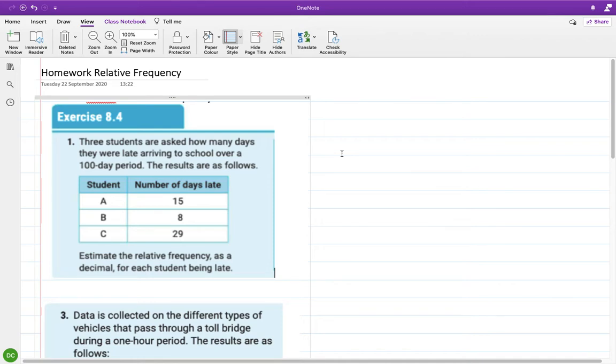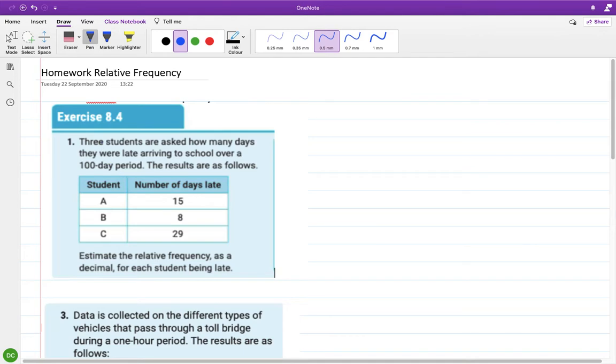Today we're doing the homework from Wednesday. So the first question: 3 students are asked how many days they were late arriving to school over a 100-day period, and here are the results. Student A was late 15 days, B 8 days, and C 29 days. Estimate the relative frequency as a decimal for each of the students being late.